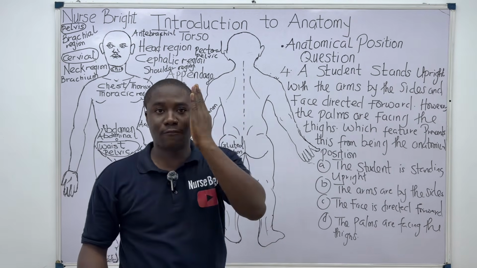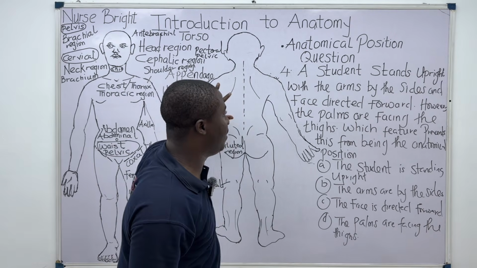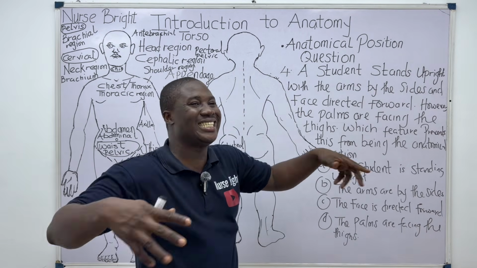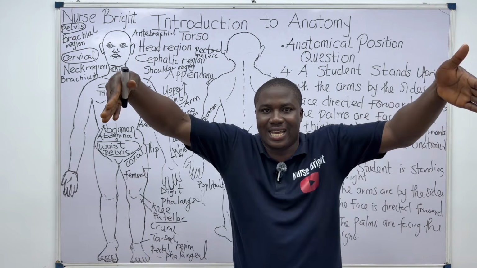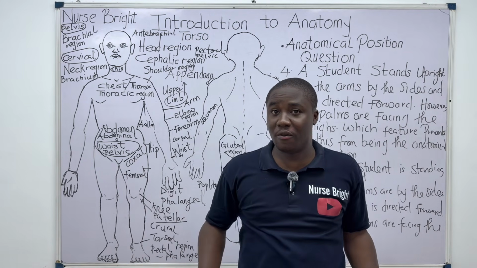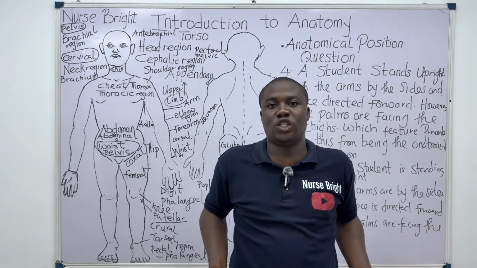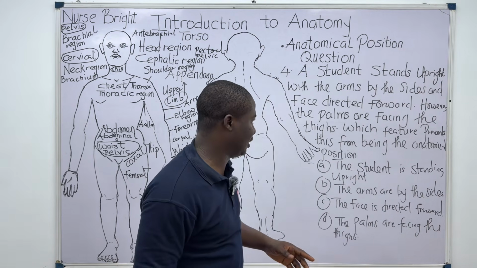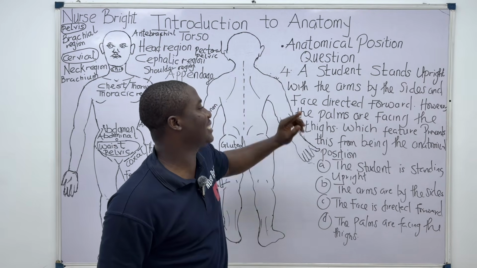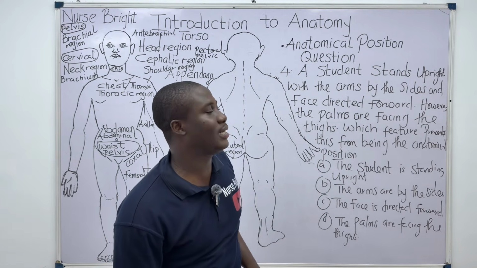And the face directed forward, the way it is in this diagram. However, the palms are facing the thigh. The palms now are facing the thigh like this, but it should not be facing the thigh. It should be facing what? Forward, anteriorly. Forward, not facing the thighs. You understand? Which features prevent this from being the anatomical position?